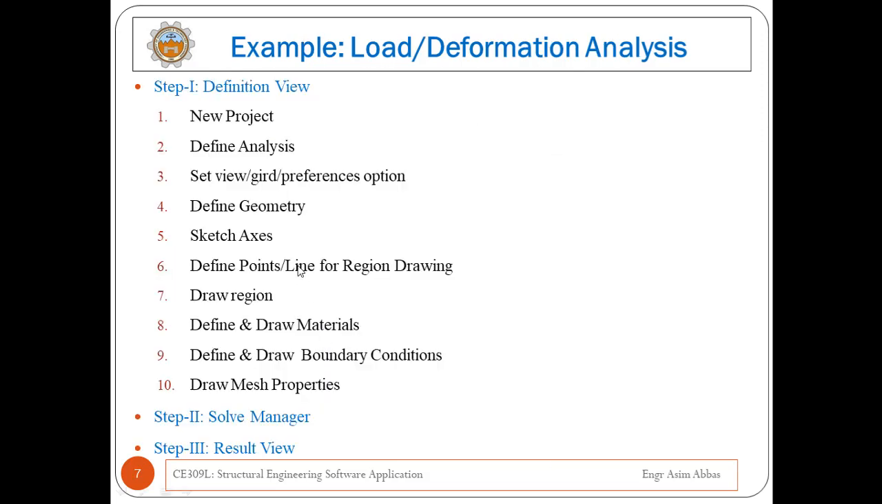Okay, the following procedure will be used in the define view. Firstly, I will create a new project, then define analysis, then set view grid preferences option, then define geometry, then sketch axis, then define points for region drawing, then draw region, then define and draw material, then define and draw boundary condition, then draw mesh property. Okay, in the second step we'll solve this example, and at the final step we will display different results.